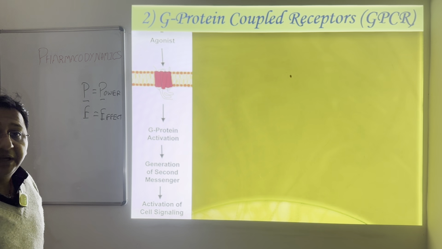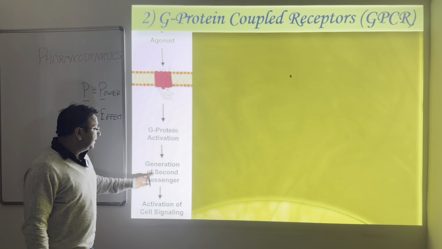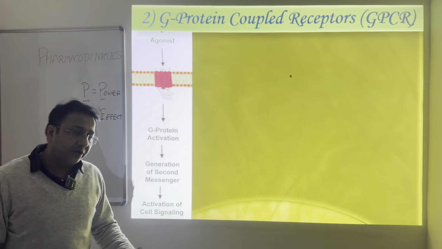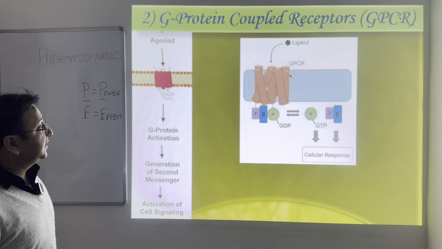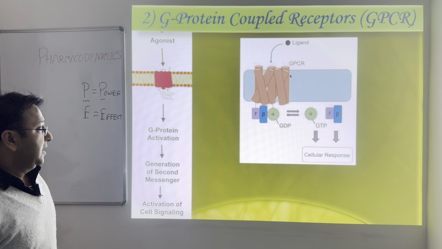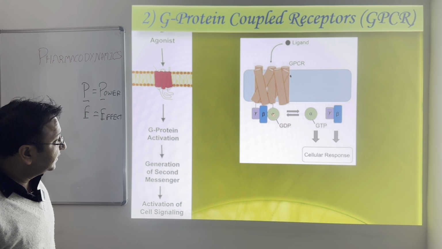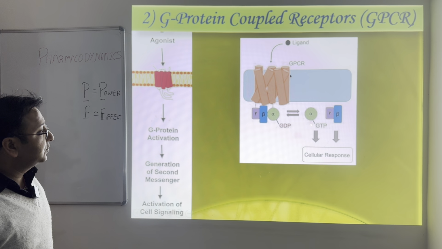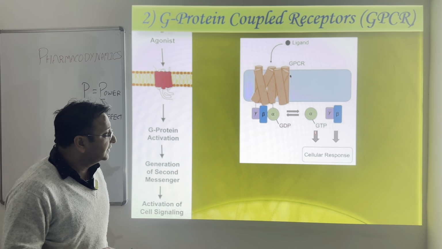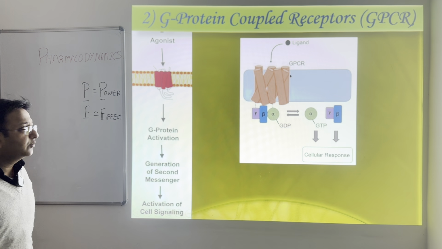Second is the G protein coupled receptor, GPCR. The drug binds to this, G protein activation occurs, and it generates some second messengers that activate the signal cascade later on. If we go into detail, the G protein has alpha, beta and gamma subunits bound to GDP. When the ligand binds to the receptor, GDP converts into GTP, alpha separates, and beta gamma separates, and this will produce the response. The activated alpha will produce the response.